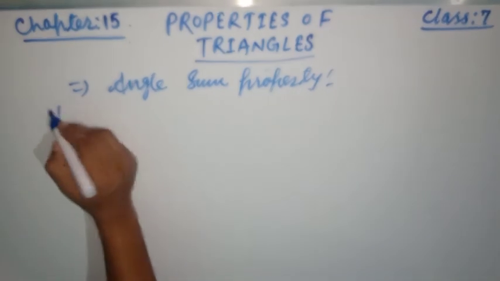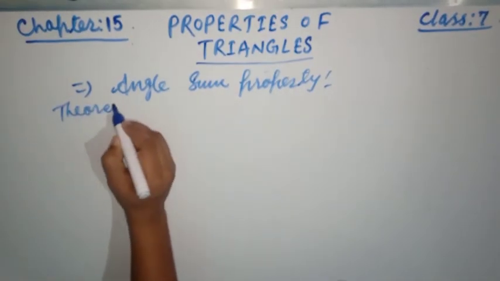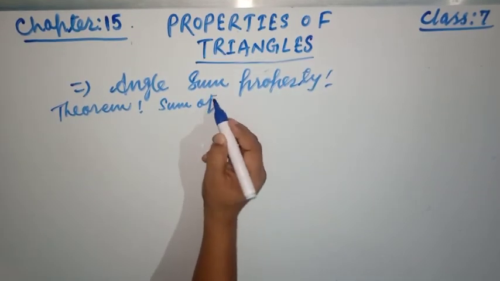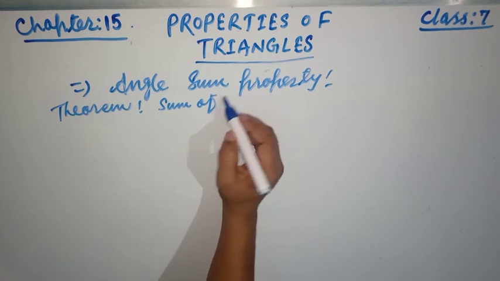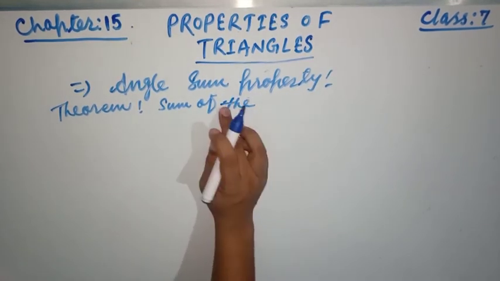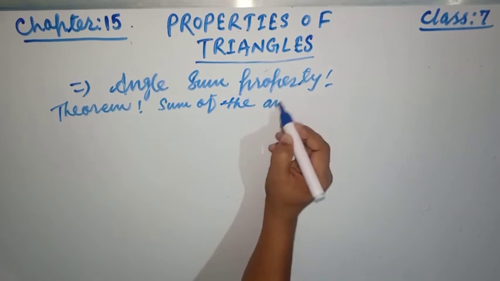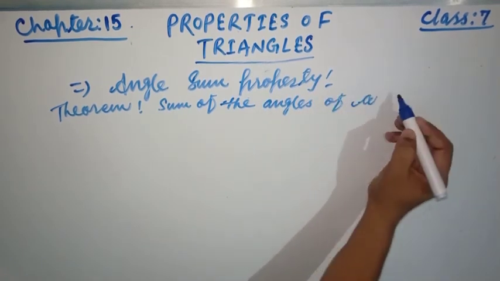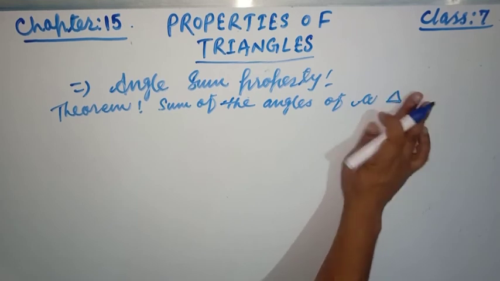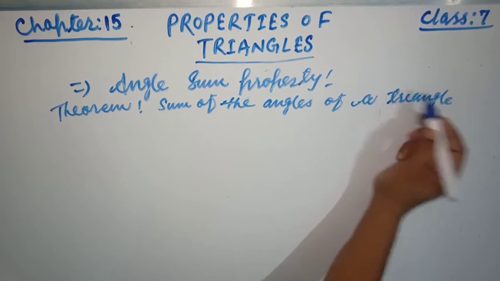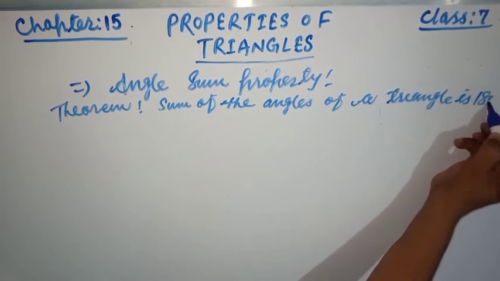Okay, this theorem says the sum of the angles of a triangle, this is the symbol of triangle, write the triangle, is 180.